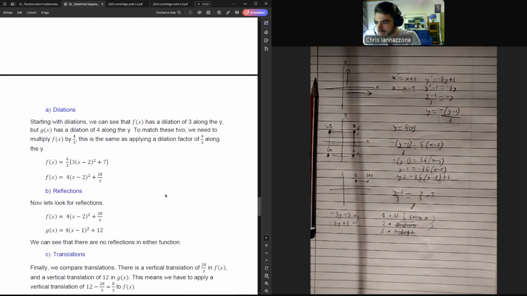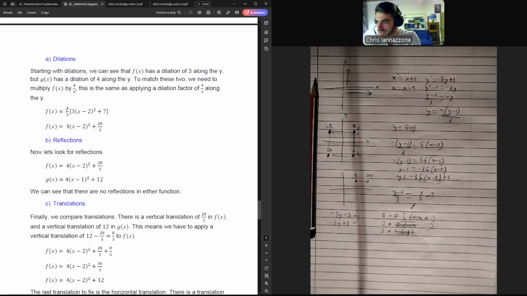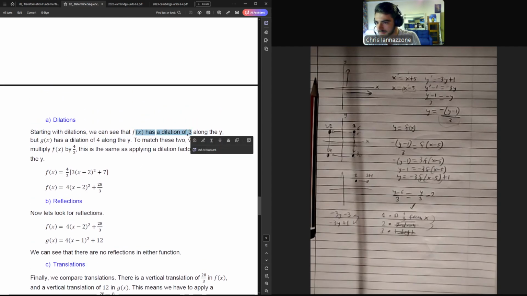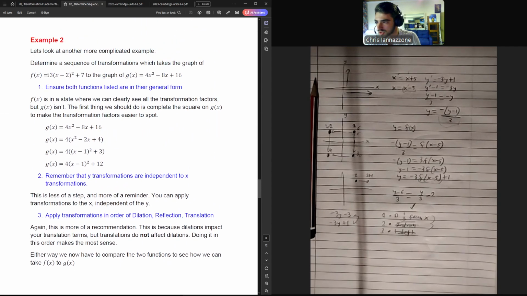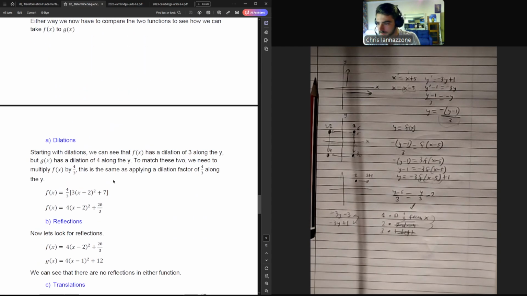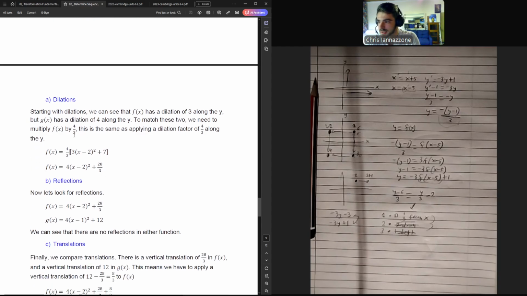So, first things first, dilations. What would it take to get from, let's see my notes, F had a dilation of 3. So we're trying to go from 3 to 4. What would it take to multiply 3 to make it equal to 4? Well, you multiply by 4 over 3. And so that's going to be your dilation factor.